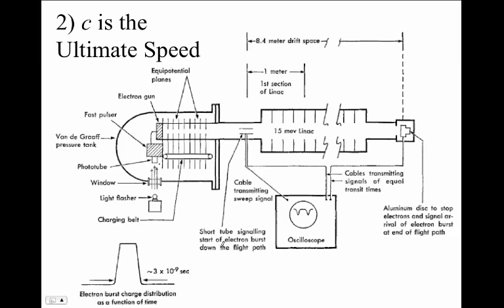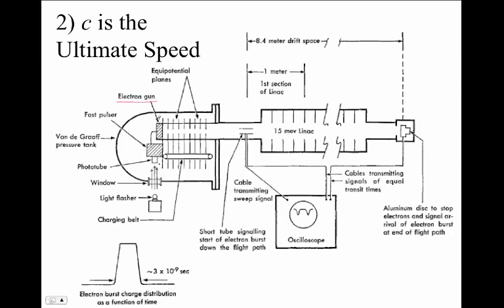The second experiment is a relatively recent one, again from the early 1960s, and was conducted at Harvard, and demonstrates that nothing can go faster than the speed of light. This experiment was conducted with an electron accelerator, which used voltages to accelerate electrons up to some kinetic energy. The source of electrons is right here. It's referred to as an electron gun.